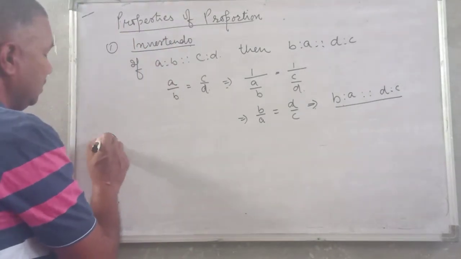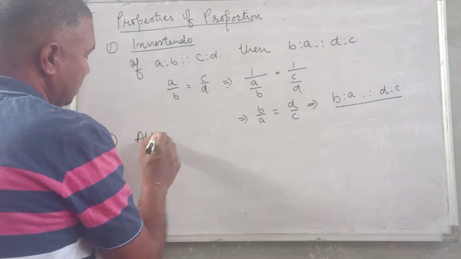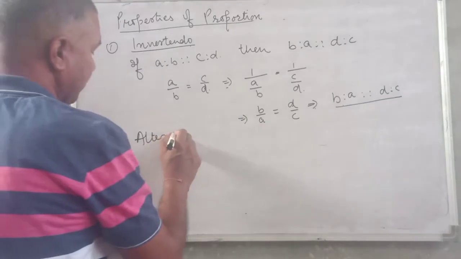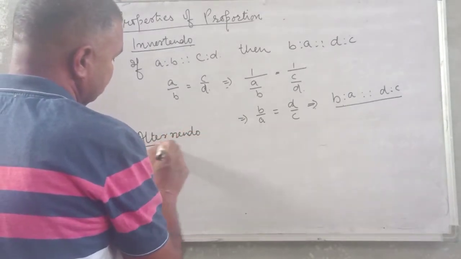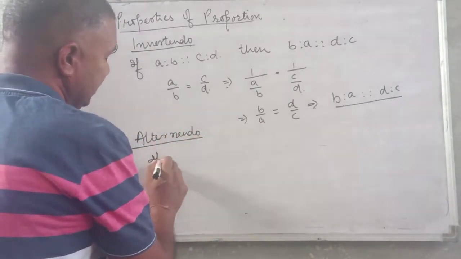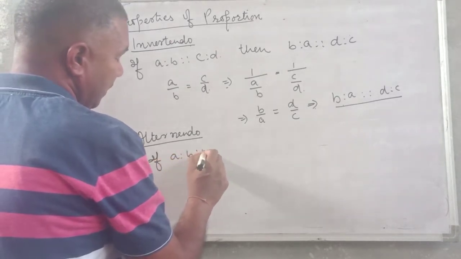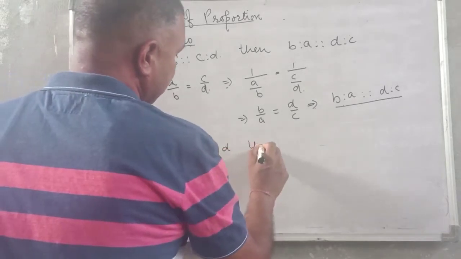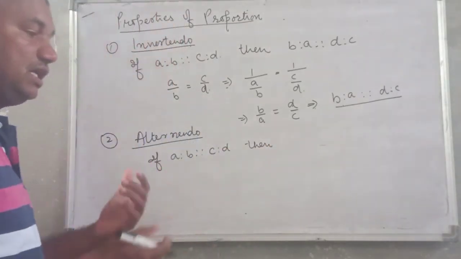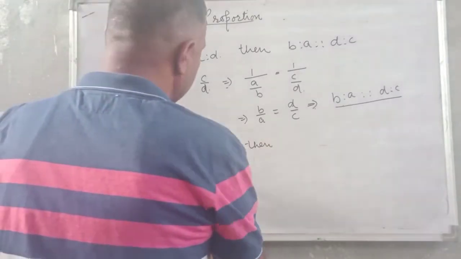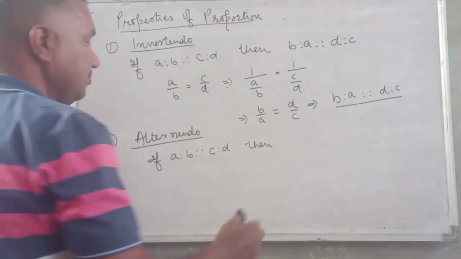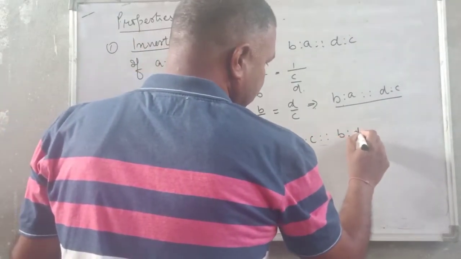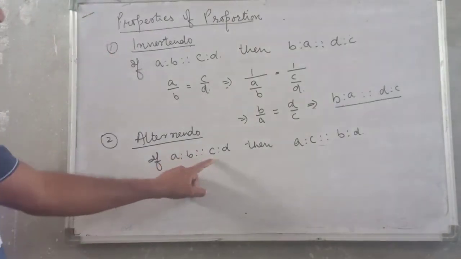Second property, alternando. If A is to B, C is to D, then alternando means alternate, say A is to C and B is to D. ये होगा alternate हो गए.